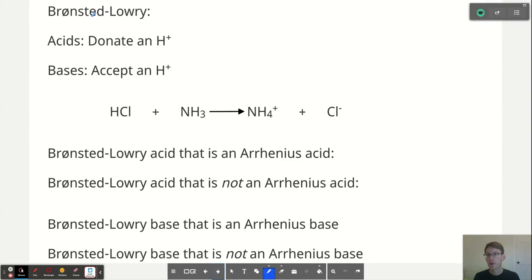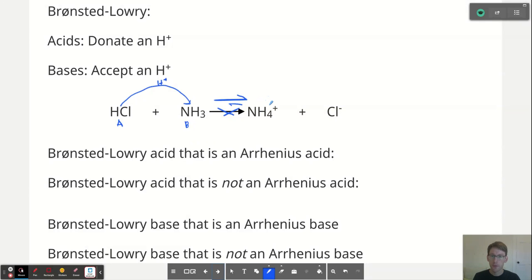So acids, according to the Bronsted-Lowry definition, will donate an H+, and bases will accept an H+. When we have an example of a reaction like this one here, which really is an equilibrium process, it very heavily favors the right, but let's call it an equilibrium process. The HCl, which you probably know by now is an acid, will lose an H+, donating an H+ to the NH3, and that makes the HCl an acid and the NH3 a base.